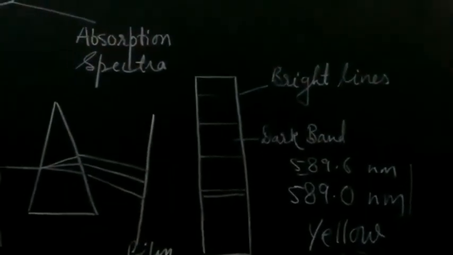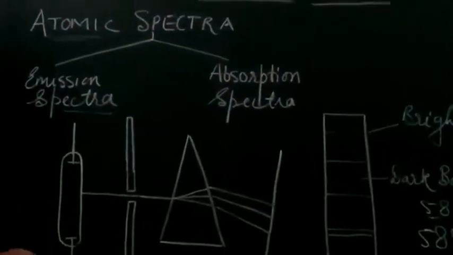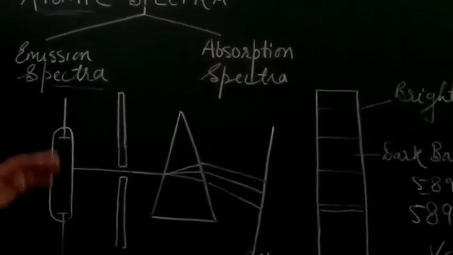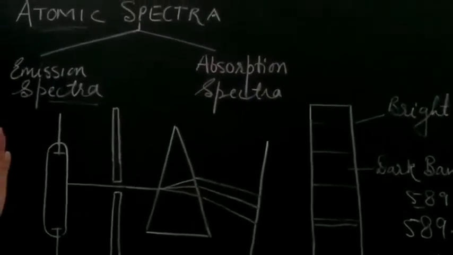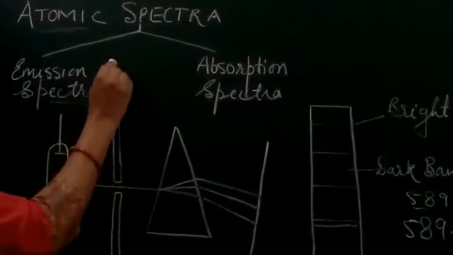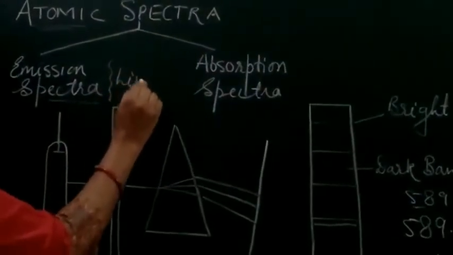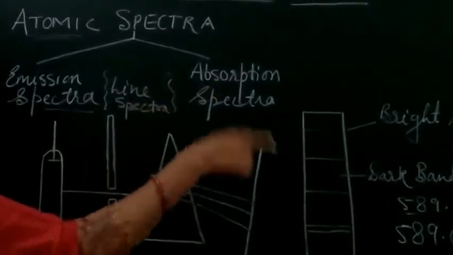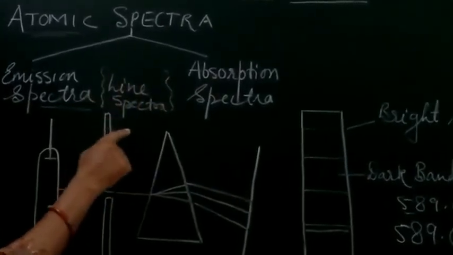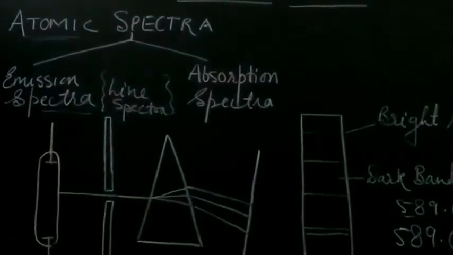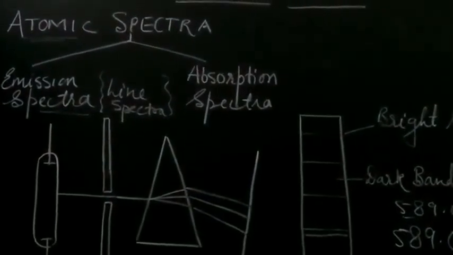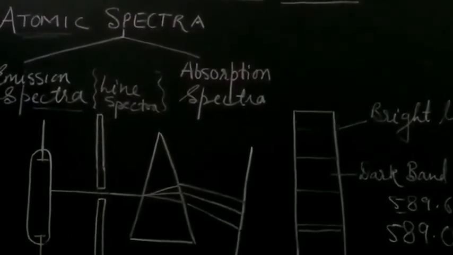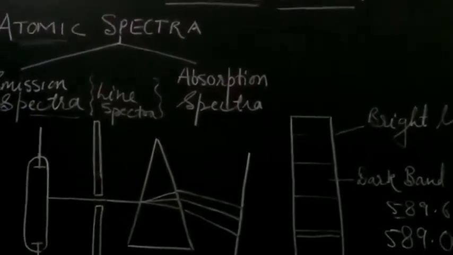Now student, one thing more: why is it called atomic spectra? Because the spectrum is obtained due to the energy changes taking place at the atomic level. That's why it is known as the atomic spectra. The emission spectra is also known as the line spectra, because here we are getting the bright lines. And one more thing: atomic spectra is characteristic of the particular element, so it is known as the fingerprint of that particular element also.